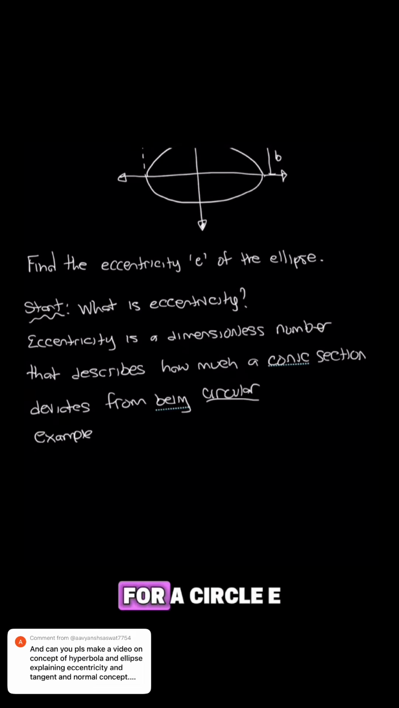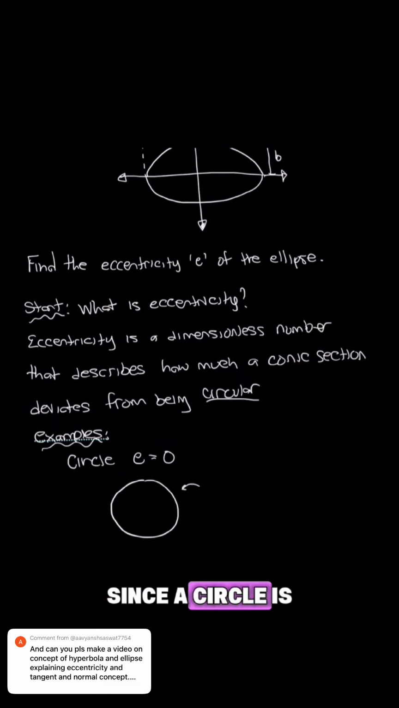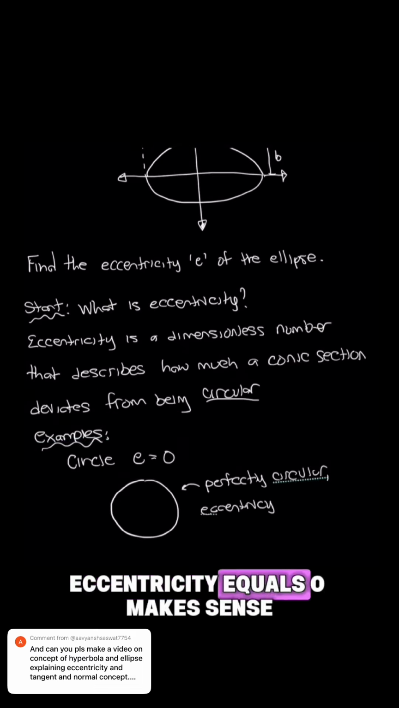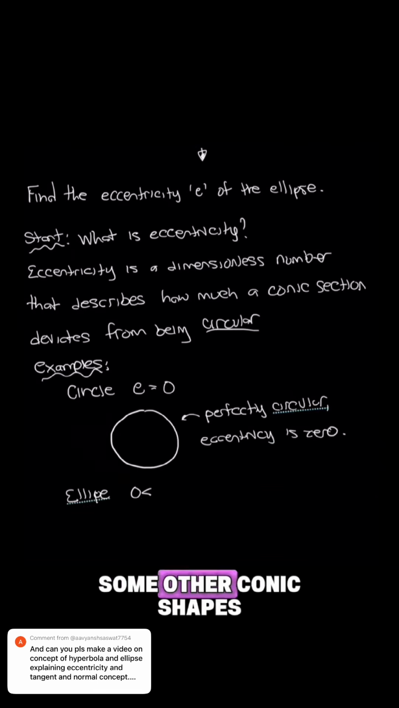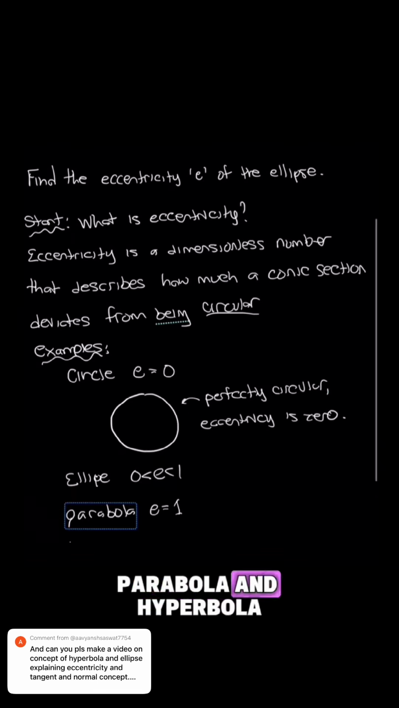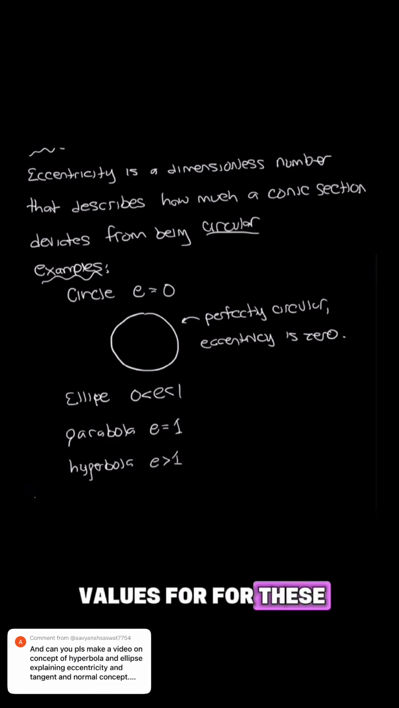Some examples: for a circle, E is going to be equal to 0. Since a circle is perfectly circular, an eccentricity of 0 makes sense. I'll also note some other conic shapes like the ellipse, parabola, and hyperbola. These are the eccentricity values for these conic shapes.